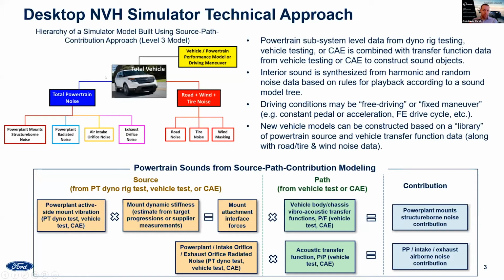The figure at the top left here shows the components of our typical level 3 model used for powertrain NVH development. The powertrain sources that we would include are typically the power plant mounts structure-borne contribution, power plant radiated noise, air induction system noise, and exhaust tailpipe orifice noise. In addition to these powertrain noise sources, we include masking noise from the road, wind, and tire. All of this noise is synthesized based on a vehicle performance model.